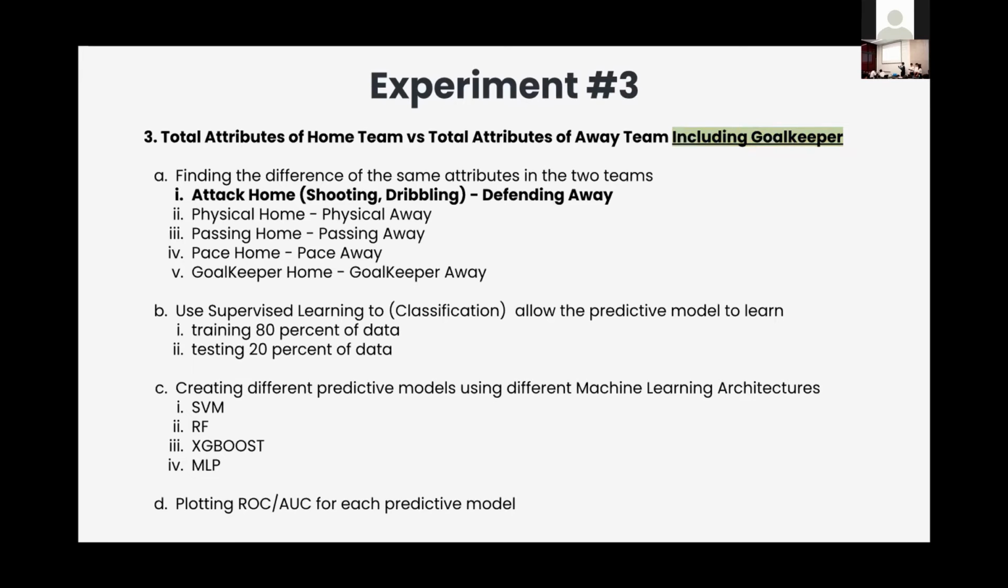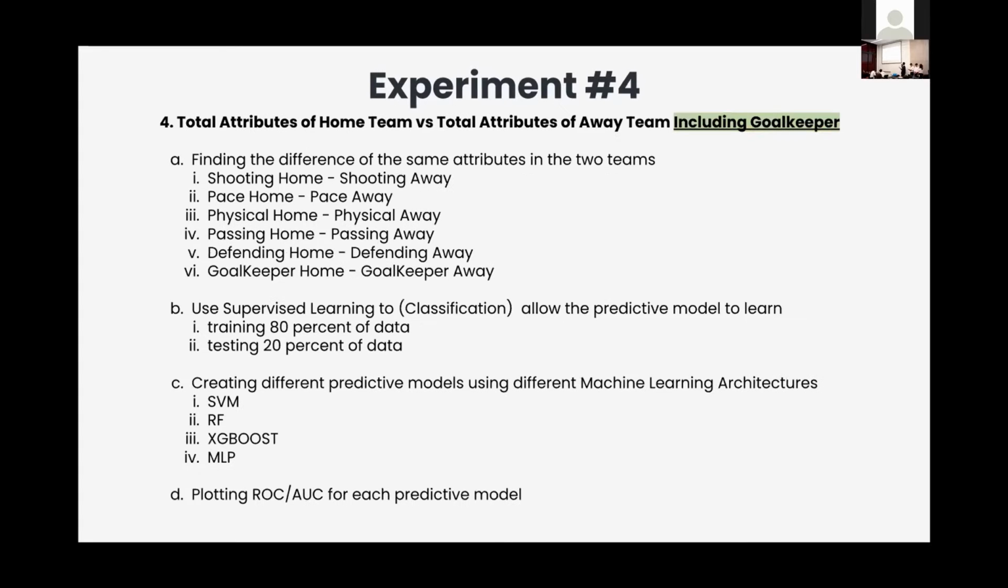Next, for experiment 3. This time we're including the goalkeeper, right? But we're still using the same method as we did in the last experiment, which is the attacking score will come from the shooting and dribbling, deducted by the defending from the away team. But this time we also have the score for the goalkeeper of the home team, deducted by the goalkeeper of the away team.